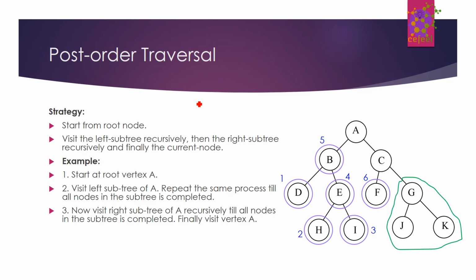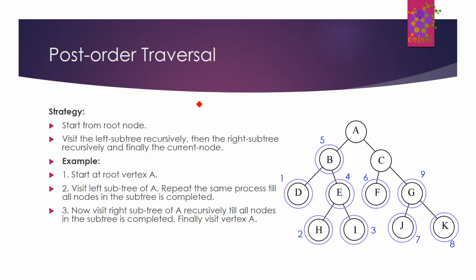Recursively applying, we will then go to node G and cover its left subtree, which is J. So J is our seventh node to be output, and we'll return back to G. We'll then cover G's right subtree, which is K, and output K as our 8th node. Now we'll return back to G, and we can now cover G because its left subtree and right subtree are covered. So G is the 9th node to be output.